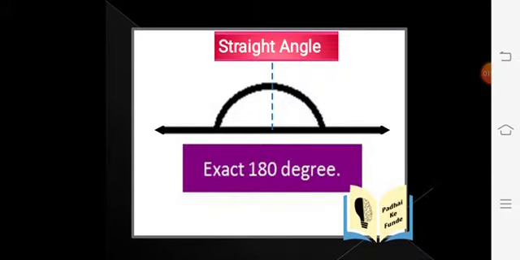Next is straight angle. Here we can see the angle is given in the form of a straight line, which is the combination of two right angles, that is 90 degree plus 90 degree. The sum is 180 degree. So the angle that measures exact 180 degree, that is a straight line, is called a straight angle.